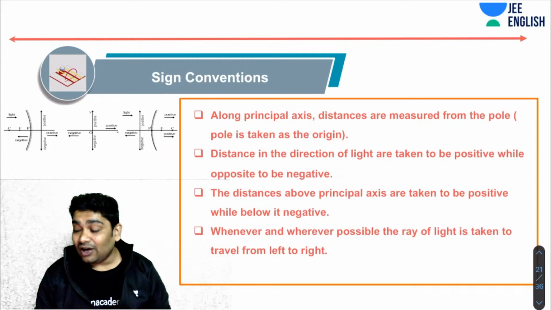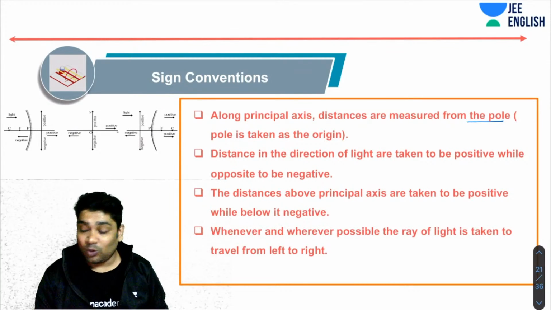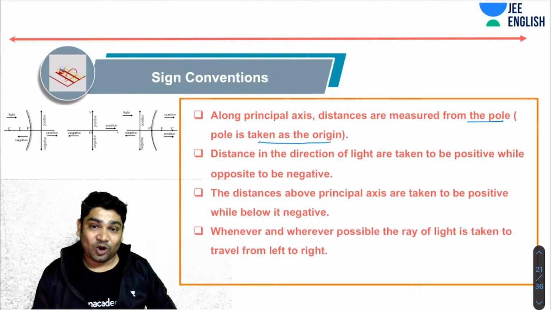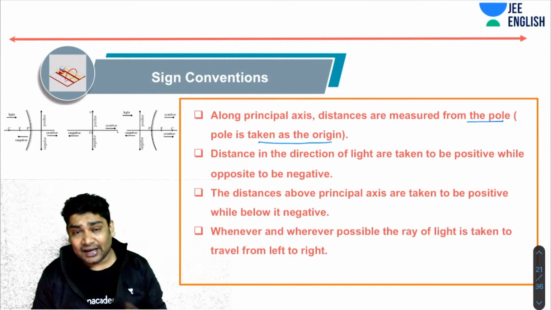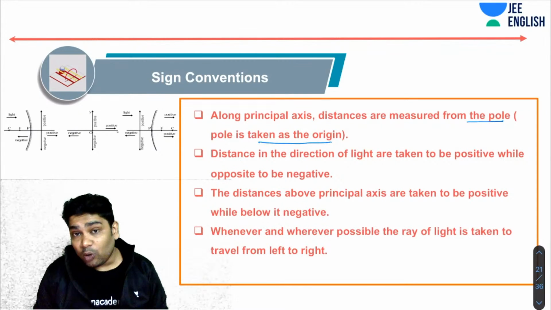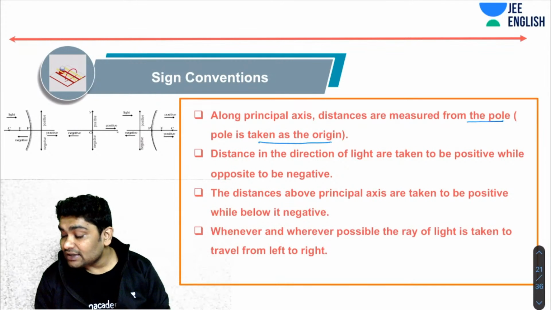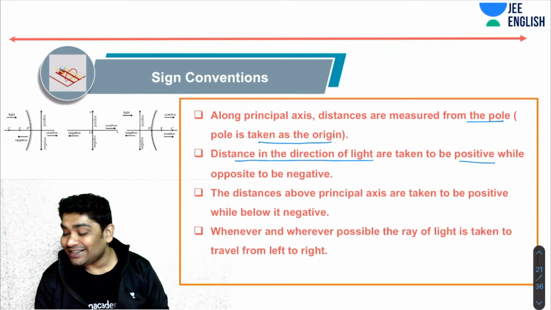So along the principal axis, distances are always measured from the pole. Please remember, the pole is usually taken as the origin for all reference points. So whenever I'm marking any distances, obviously I need an origin or a reference point. So that is what the pole is going to be treated as. Now the distance in the direction of light is taken as positive and the opposite is taken as negative.